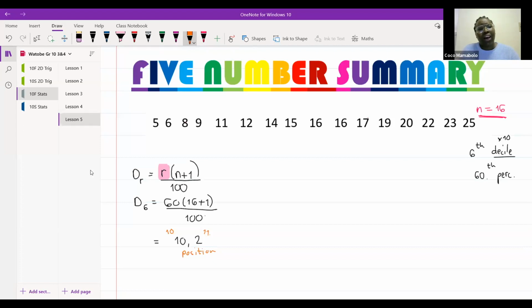So we're going to count our values: 1, 2, 3, 4, 5, 6, 7, 8, 9, 10, and 11. This is my 10th value, and that's my 11th value. So my answer lies in between these two values. What is the number right in between 16 and 17, right down the middle? In the middle? Yes. 16,5. Beautiful. So our D6, our 6th decile, is 16,5.